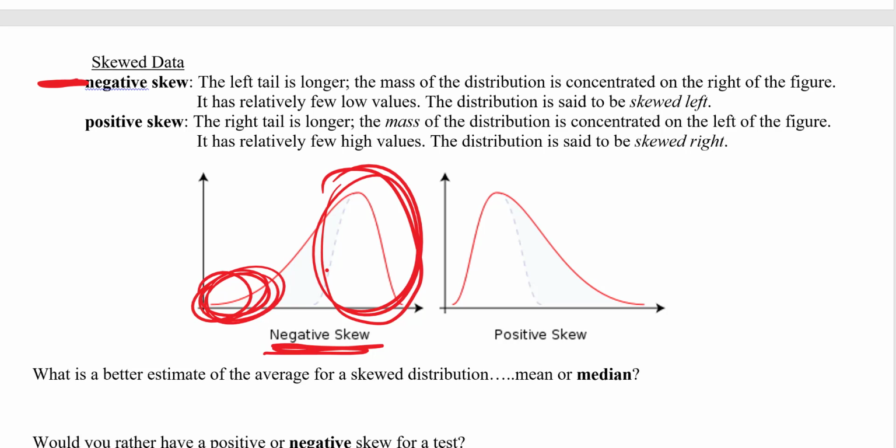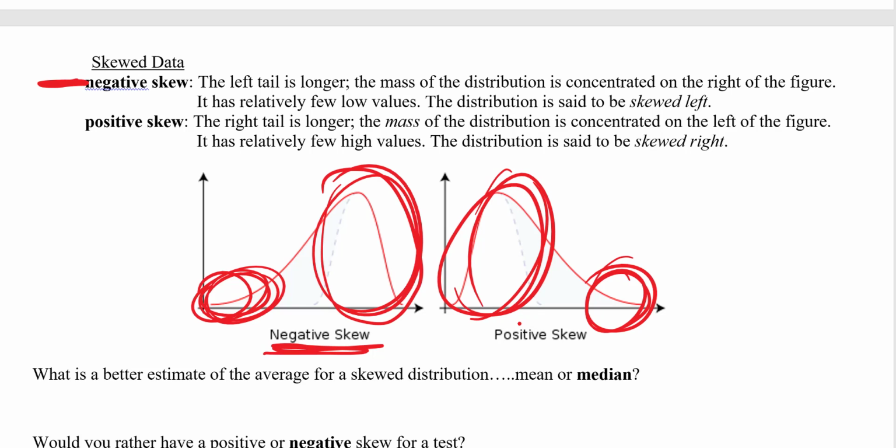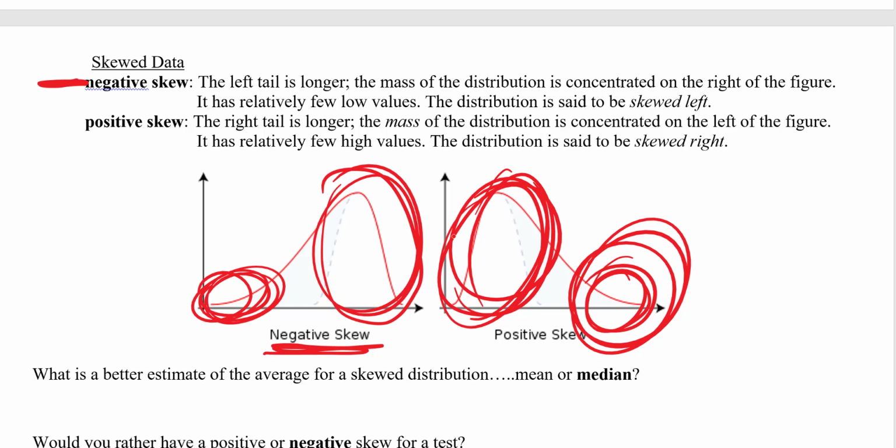For a positive skew, here's a positive skew, the right tail is longer. Here's the tail, and it's longer. And the mass of that distribution is concentrated here on the left. Okay? It has very few high values, so very few of these high values, and more low values. And so we say that's skewed to the right.